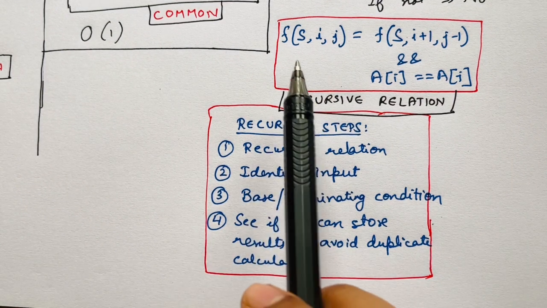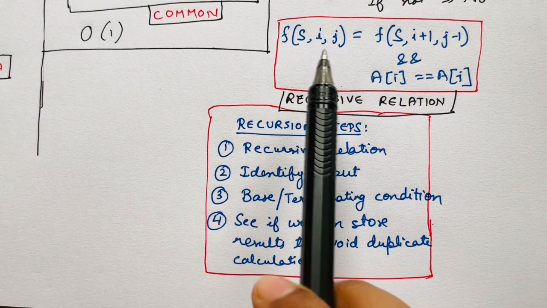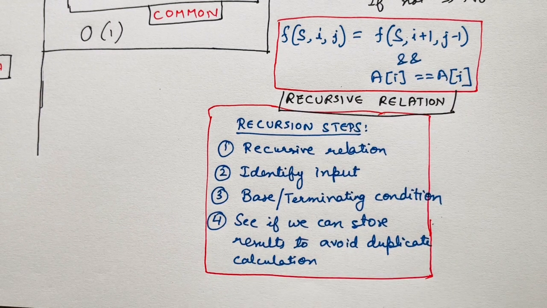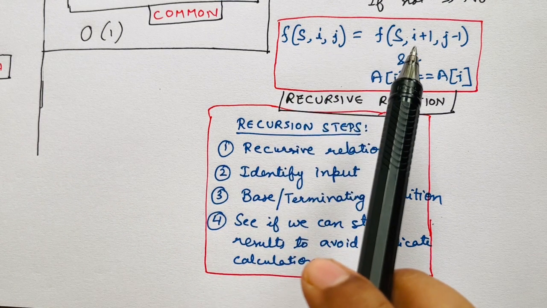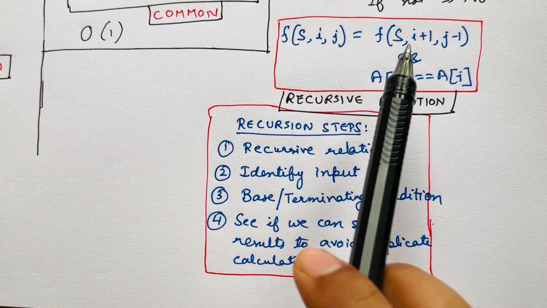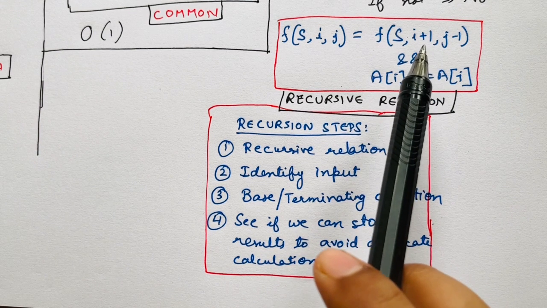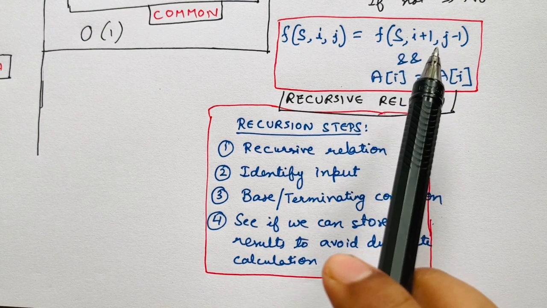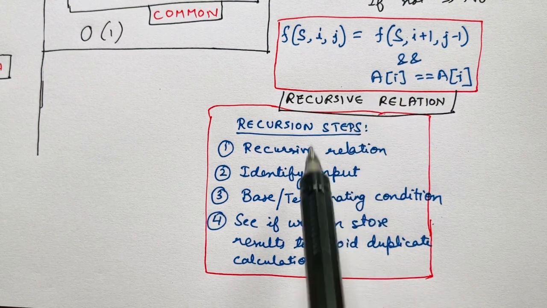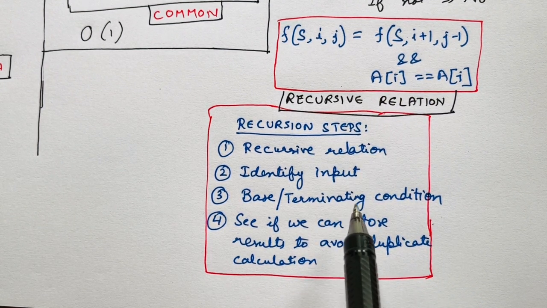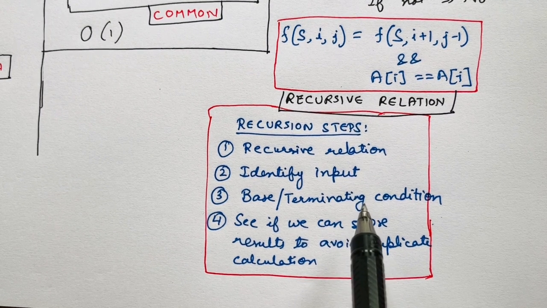Because the same method call will be calculating this and the same method call will be calculating this. Now once we identify the input, we will have to also define a base or terminating condition. Why? Because to calculate this, we want this. Then to calculate this, we'll further want another smaller sub problem, and so on it goes on. But it has to terminate somewhere, right? So where would it terminate? This termination usually happens at the smallest of the input sizes.